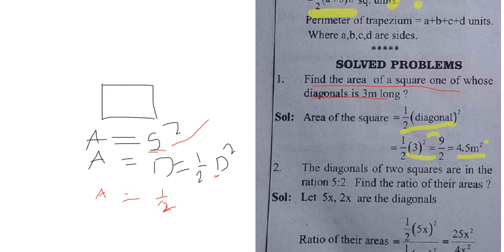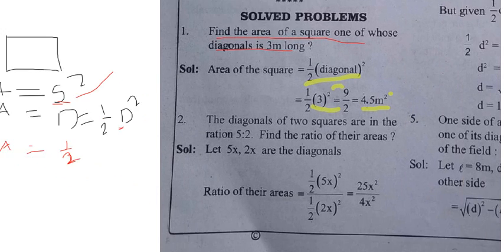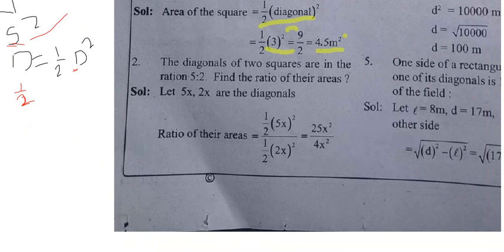Yeah, this problem is one of the important problems. See, the diagonals of two squares are in the ratio 5:2. The diagonals of the two squares are in the ratio 5:2. Find the ratio of their areas. They gave the diagonal value, and they are asking the ratio of their areas. First we have to find the individual areas, after that we have to find their ratio.